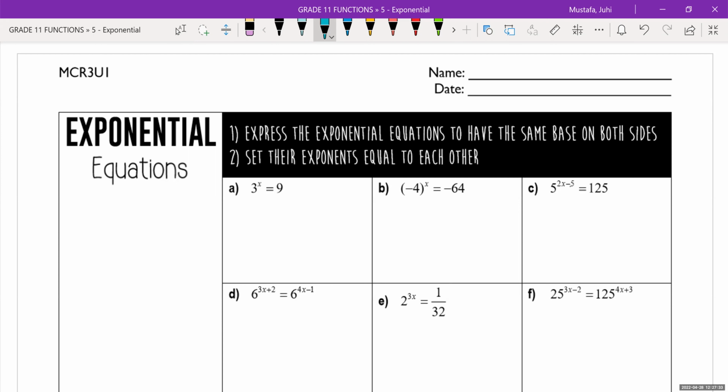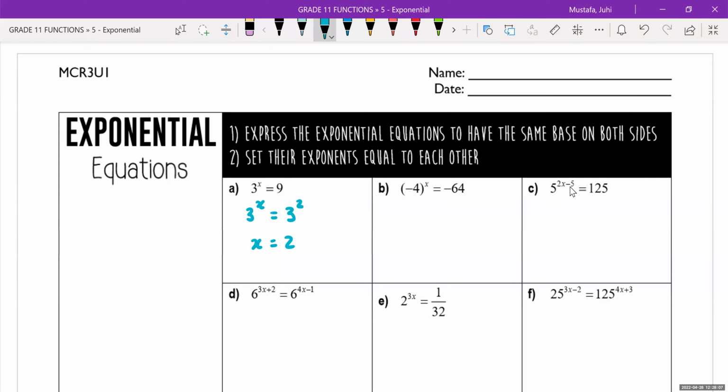What I would do is I would look at the bases 3 and 9, and I would ask myself, can I make one of the bases look like the other? And in this case, I can change the 9 to 3 squared. So my next step here would be 3 to the x is equal to 3 squared. This is always our goal. Our goal is always to try to get the bases to the same. And when you do that, you can just sort of get rid of the bases magically, and the answer would just be whatever the exponent is. So it would be x is equal to 2.